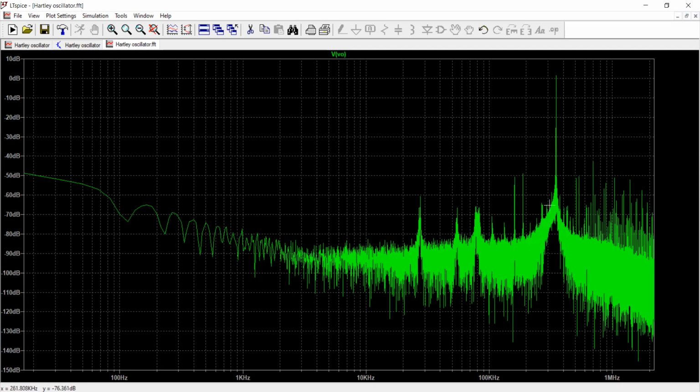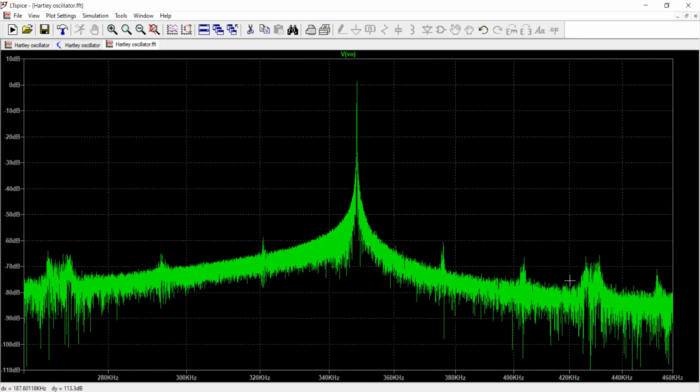So here is my carrier. If I choose to have the zoom in view of this, you can see that away from the carrier to the left or right, I have a flicker noise. It's the phase noise of the oscillator actually. So we can actually add to one.